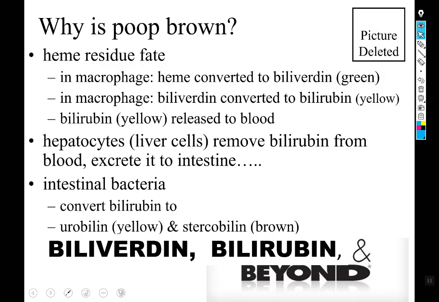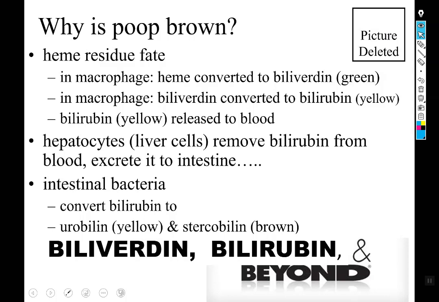So inside of the macrophage, the heme group has the iron removed, and that step converts the heme to biliverdin, which instead of reflecting red, reflects green. Biliverdin is then converted into bilirubin, which reflects yellow light, and bilirubin is released into the blood. This is the reason for the slight yellow color of plasma.